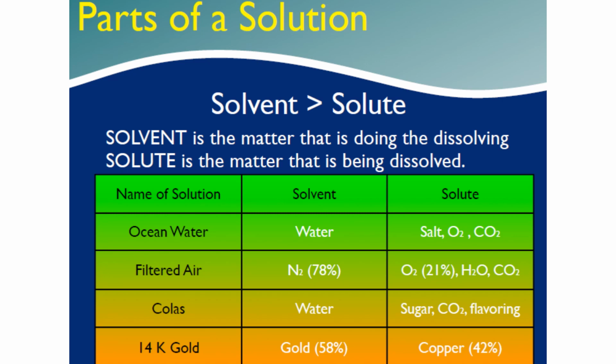These are other examples of solutes and solvents. In ocean water, the solvent is water. The solute, the matter that is being dissolved, is salt, oxygen, and carbon dioxide. In filtered air, the solvent is N2. We learned last chapter that nitrogen is the main component of air, 79%. The solute would be the oxygen, the water, the carbon dioxide. Soda: the solvent is the water, the solute is the sugar, the carbon dioxide, and the flavoring. 14 karat gold: the solvent is 58% gold, the solute is 40% copper.